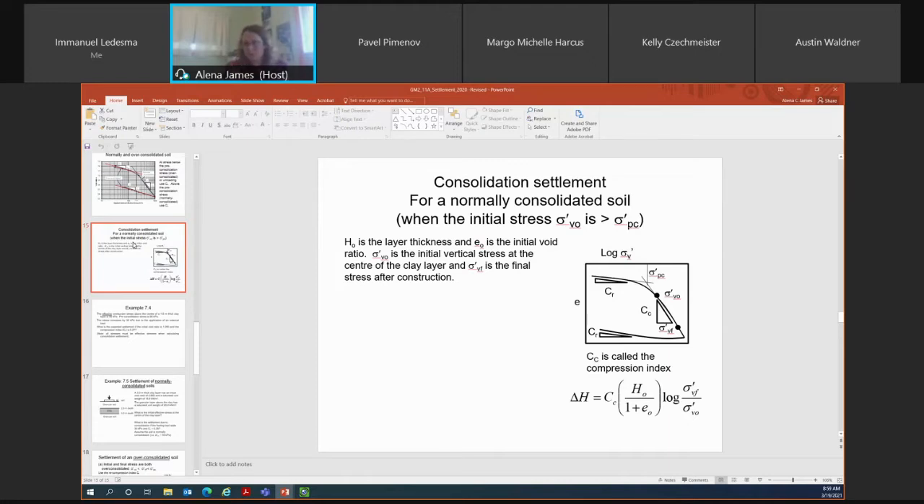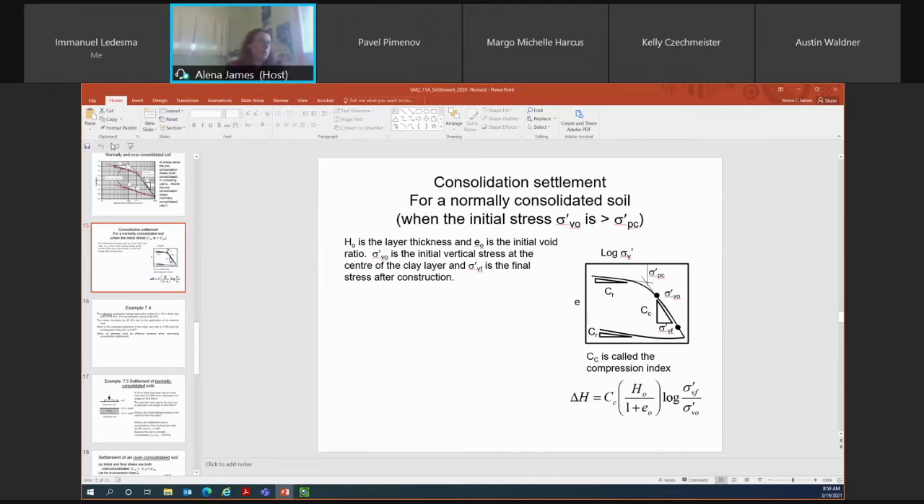And if your initial effective stress is greater than your pre-consolidation stress, then inherently your final effective stress is also going to be greater than your pre-consolidation pressure. So if that is the case, your soil is initially normally consolidated, and in its final stress state, it's also normally consolidated. So you would use this equation here that's provided on the slide to calculate your settlement associated with that external load being applied.